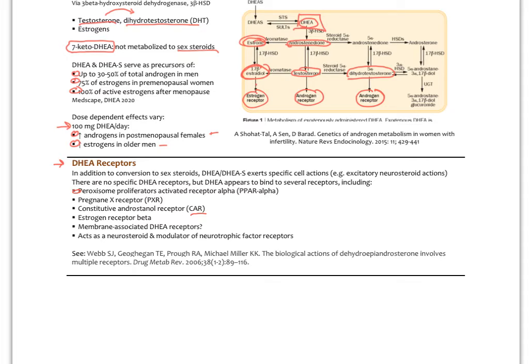There are potentially membrane-associated DHEA receptors, and in the brain, it acts as a sort of pool, as this neurosteroid and a modulator for different neurotrophic growth factors. So these are more indirect effects of DHEA, again, probably not mediated through a specific DHEA receptor. All right, so that's a lot on DHEA. I just want to emphasize that because it is such a key hormone.